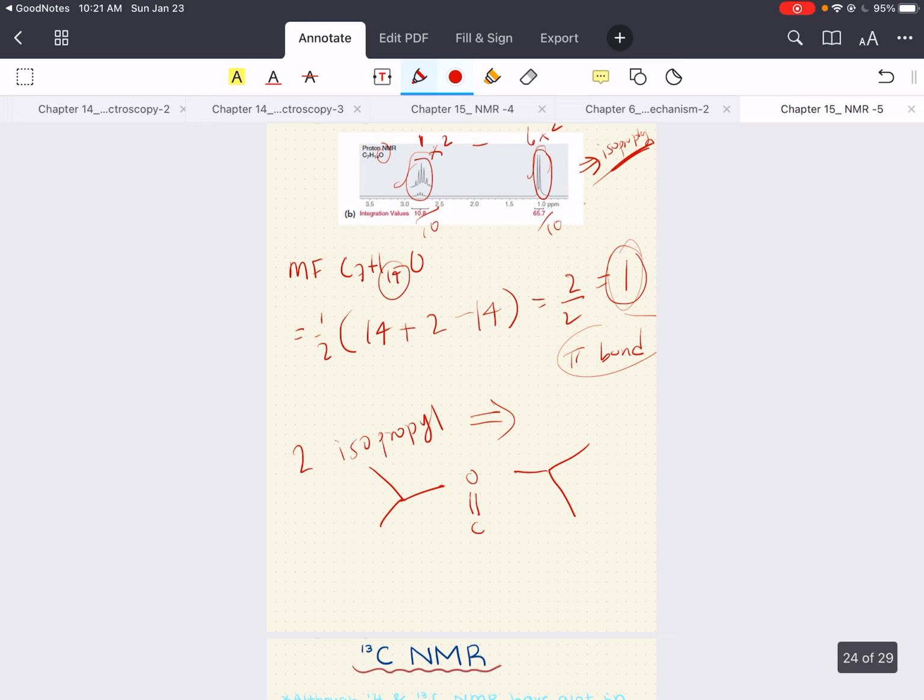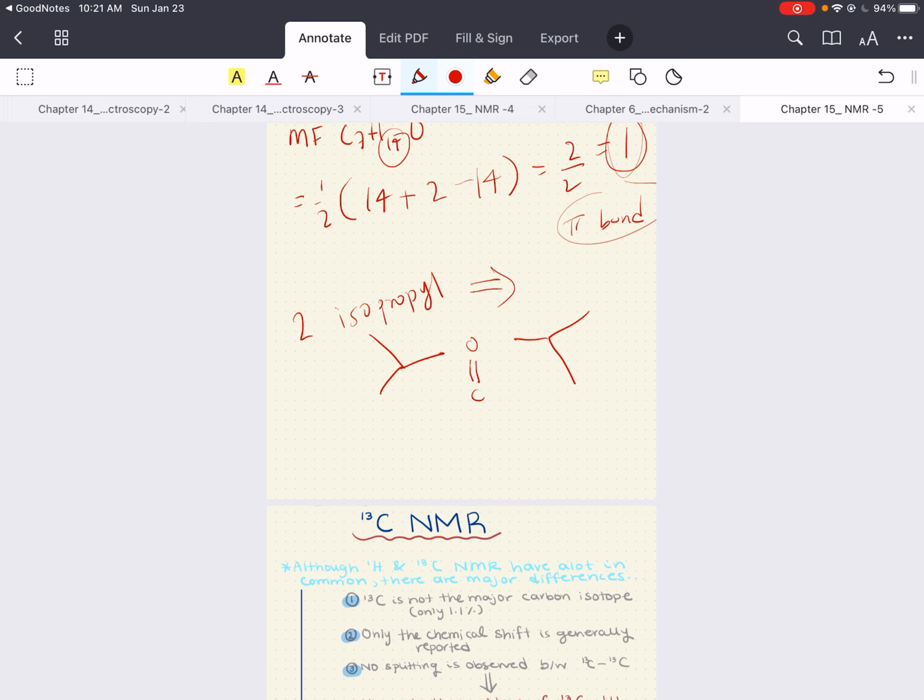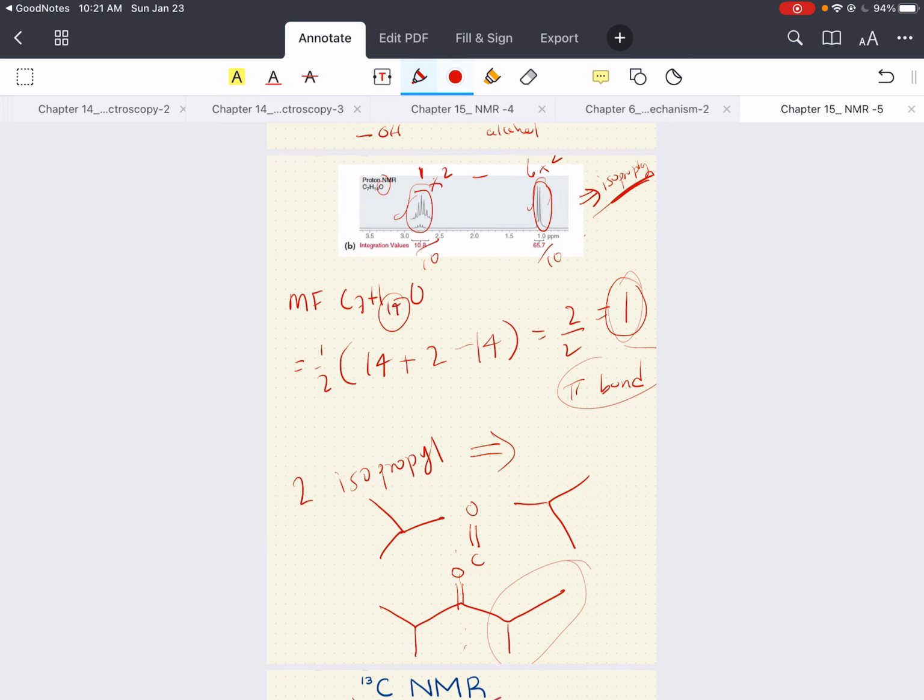That kind of makes sense. Let's try to put all these pieces together. All right, 2 isopropyl groups and a carbonyl. They have symmetry, so these 2 isopropyl groups are equivalent. This proposed structure makes sense for what we see in this NMR. Sometimes it's going to take trial and error, and that is okay. It's good to try to find all the fragments and put them together at the end.